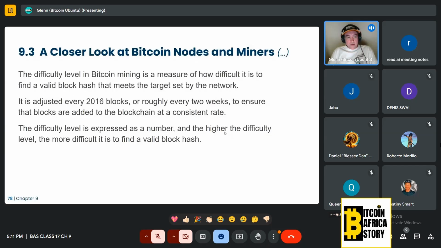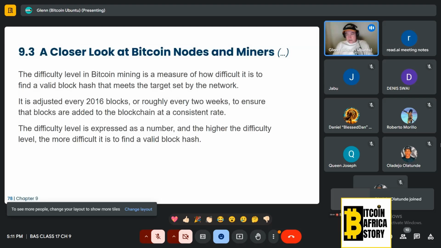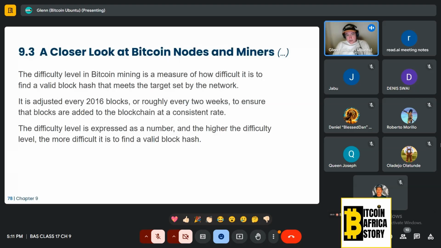The difficulty level in Bitcoin mining is a measure of how difficult it is to find a valid block hash that meets the targets set by the network. It is adjusted every 2016 blocks, or roughly every 2 weeks, to ensure that blocks are added to the blockchain at a consistent rate. The difficulty level is expressed as a number, and the higher the difficulty level, the more difficult it is to find a valid block hash.